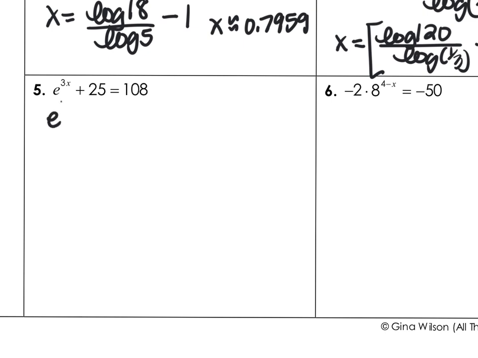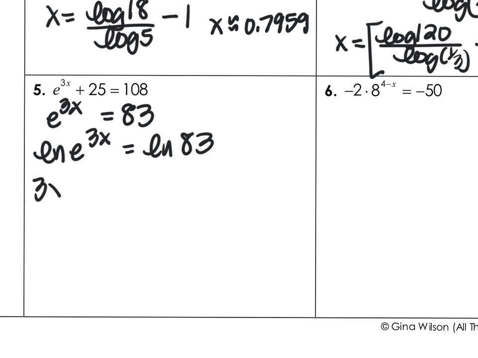So this would be 3 to the, actually, you know what? No, I can keep going. 3 to the x is equal to 108 minus 25, that is 83. So now that I have that term isolated, now I can log both sides. Now because it's e, I'm using ln.